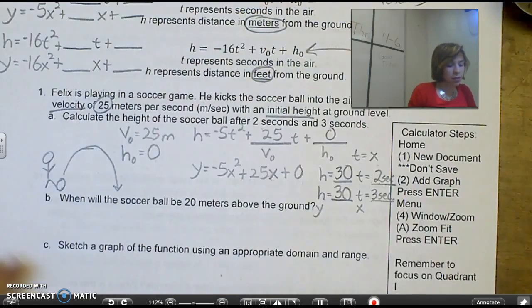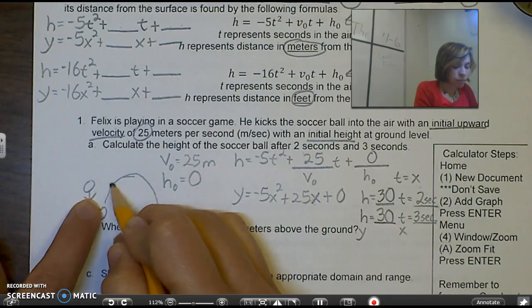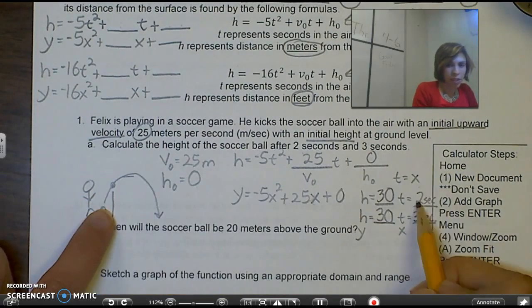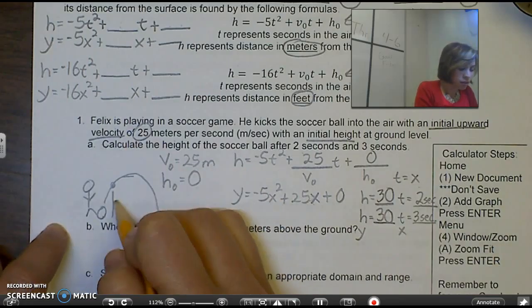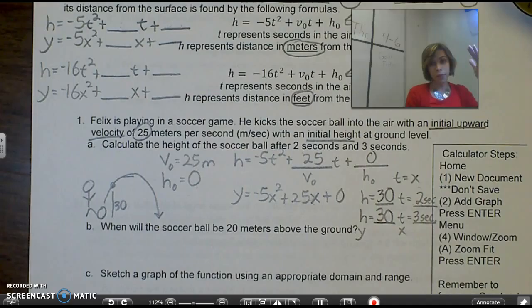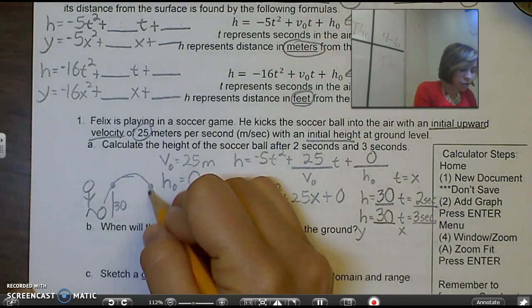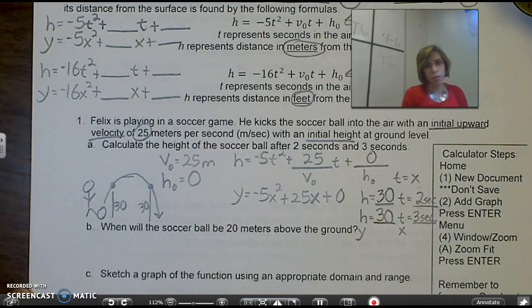Well, that's because after, let's say, 2 seconds, your height is 30. That's going up. You're going up and you're hitting 30 feet. And then at some point you peak, and then you start going down again. When it comes back down, it's going to hit 30 feet again, and then it'll hit the ground. So that's why there are 2 30s. One that's going up, you hit 30, you peak, you come back down, you hit 30 again, and then you hit the ground. So that's why there are 2 times that have 30 for their height.